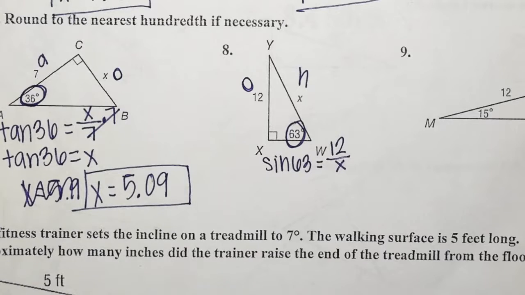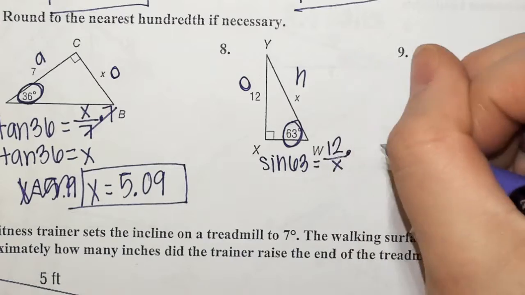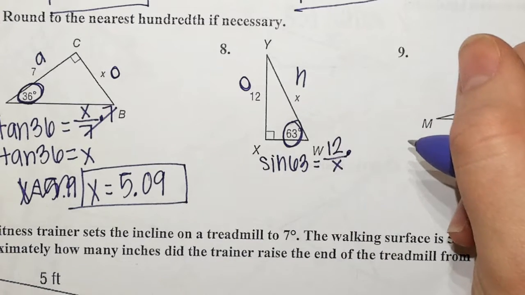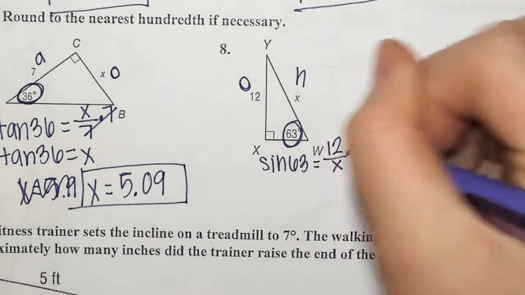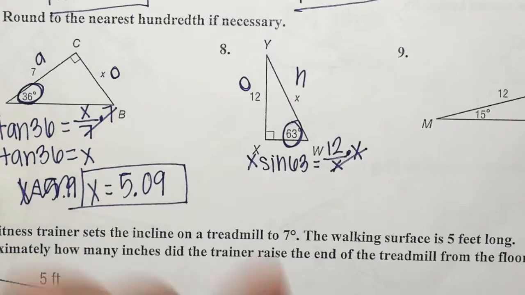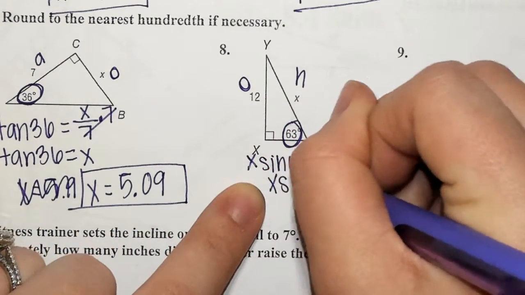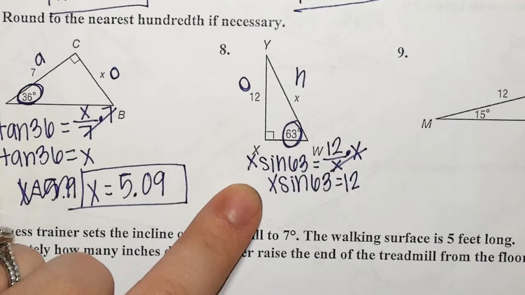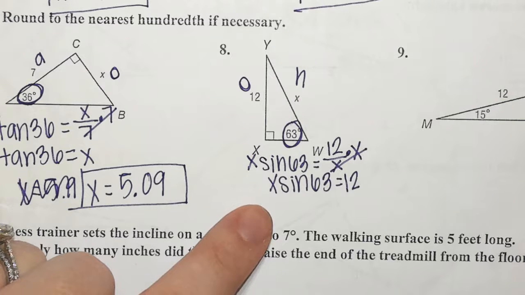Now, I need you to do this with me. Everybody, if you see it, awesome. Everybody do this with me. We have to solve for x. Multiply both sides by, don't say 12. What's in the denominator? So everybody multiply both sides by x. Cancels. So now we get x sine of 63 equals 12. Now what do we do? How do I get x by itself? How do I move sine 63?